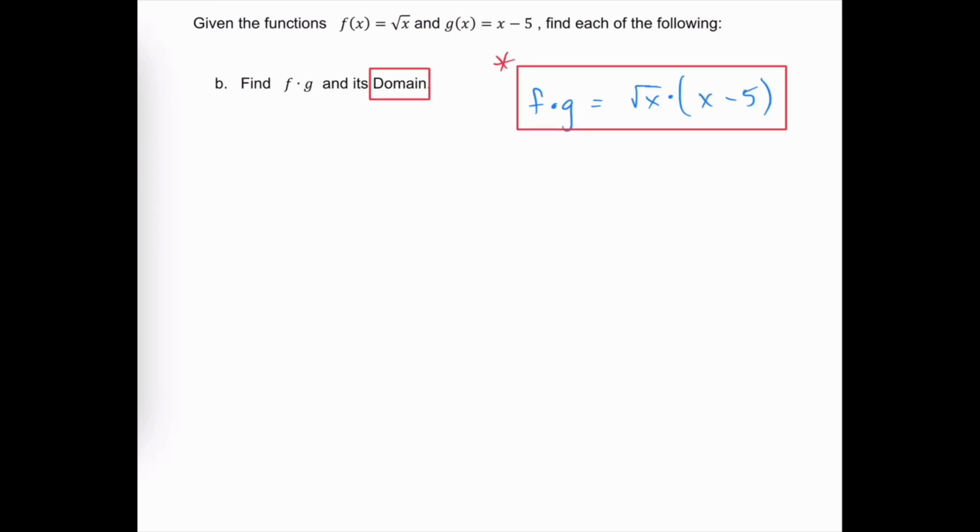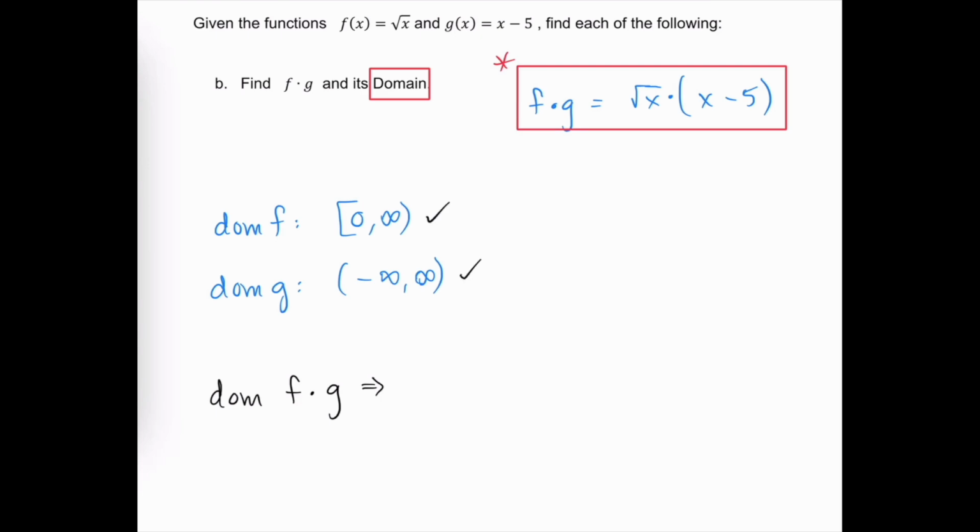So now in order to find its domain, again, we're going to start with the domain of f, which we've already found to be from 0 to positive infinity. And then we're going to look at the domain of g, which again, we've already found to be all real numbers. The domain of f times g is just going to be where these two domains intersect, which is, again, from 0 to positive infinity. We get the same domain here as we had in part A.